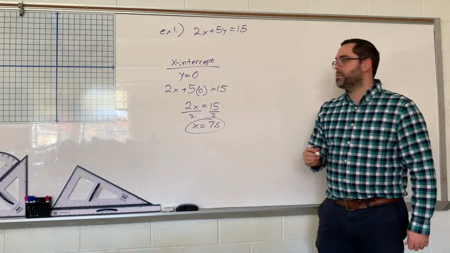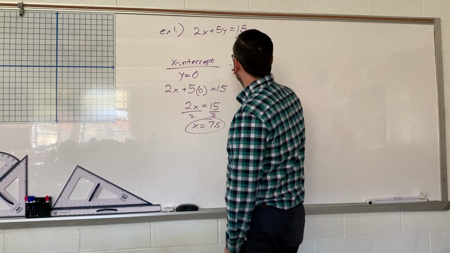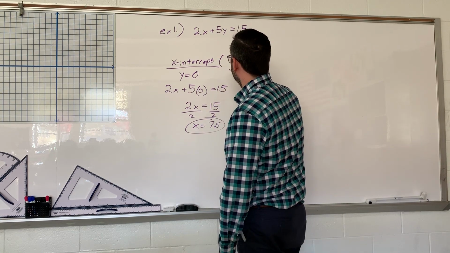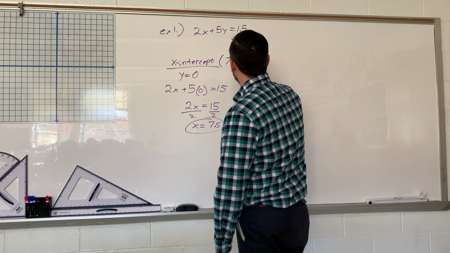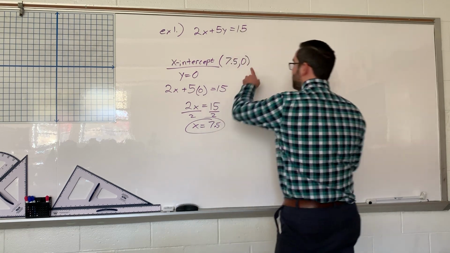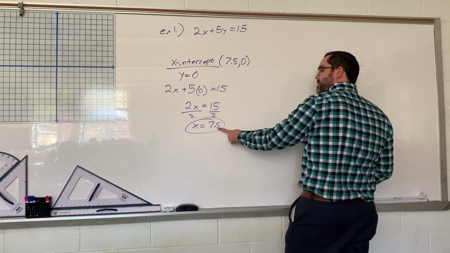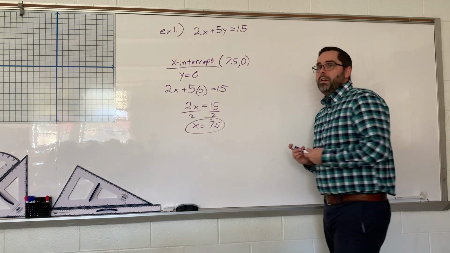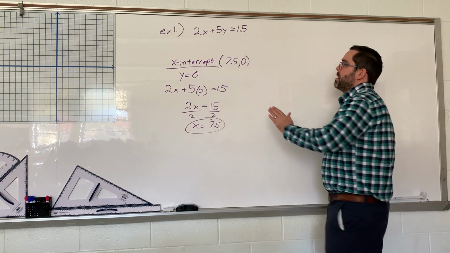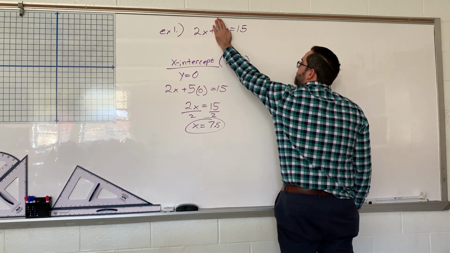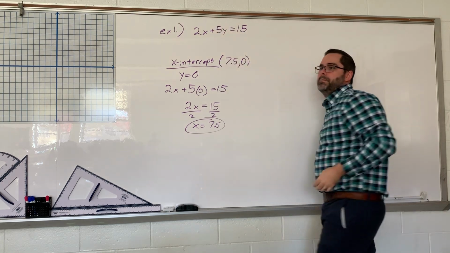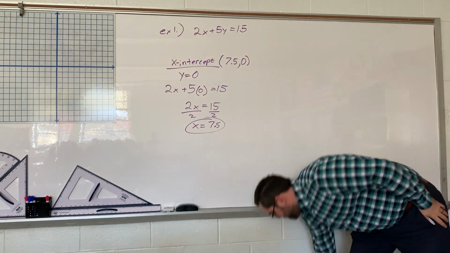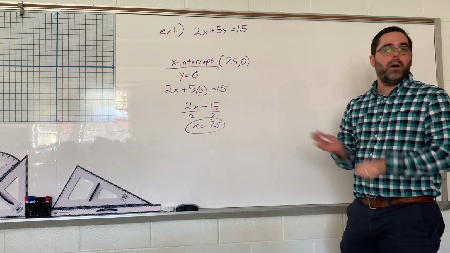What are the coordinates for my x-intercept? 7.5, 0. Right, y is 0, 7.5 is x. The shortcut would be just covering up the y term and doing the division, and you get 7.5. All right, so now I have my x-intercept. Now I have to do the same thing for my y-intercept.